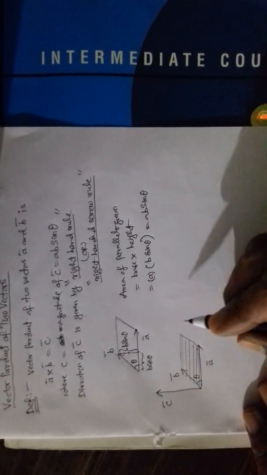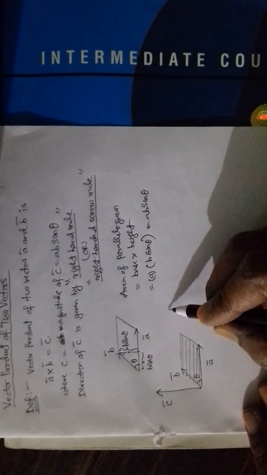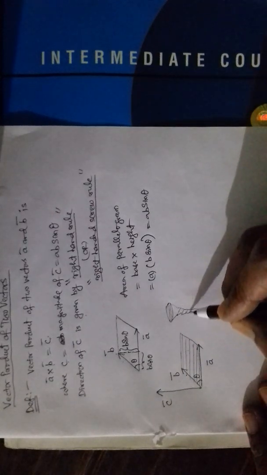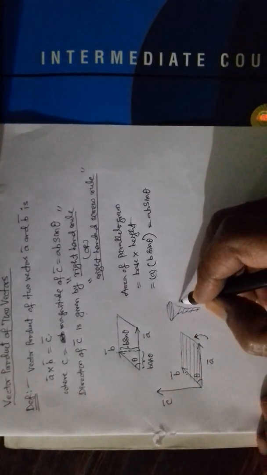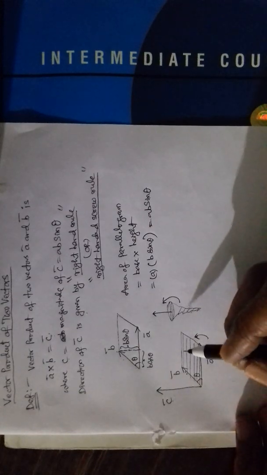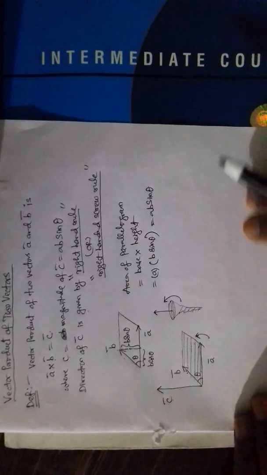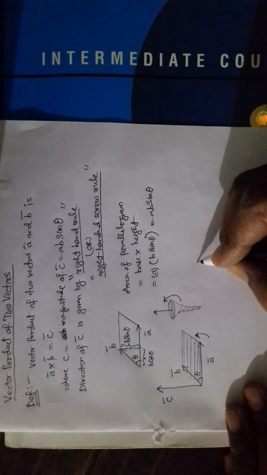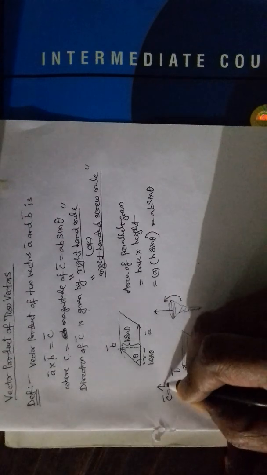Or we can do one thing. Suppose you have taken a screw, from A to B. That is, you are moving the screw anti-clockwise. Then it will move up. That's why C vector will be in the upward direction. So the magnitude is this area, and this is the direction. That's all. C is equal to A cross B.